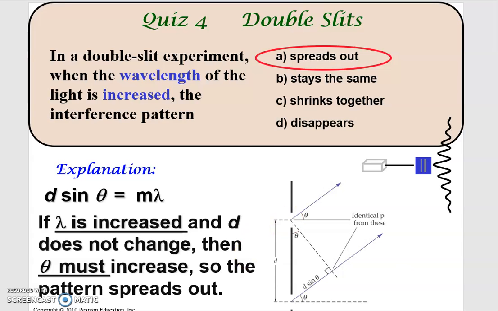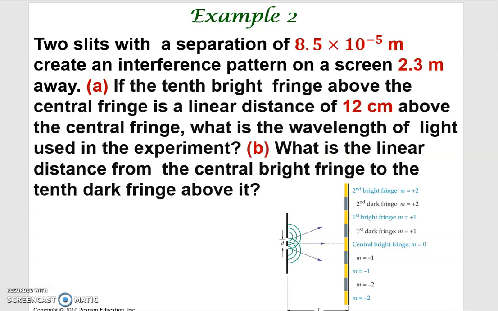Okay, so now let me give you an example. You have two slits, the separation d is given, and for sure a pattern will be created on a screen, and the distance from the screen to the center of the light source, capital L here, is given. The information is that the 10th bright fringe above the central fringe is a linear distance 12 cm above, which means the distance from here to the central one is 12 cm. Based on this information, what is the wavelength of the light?